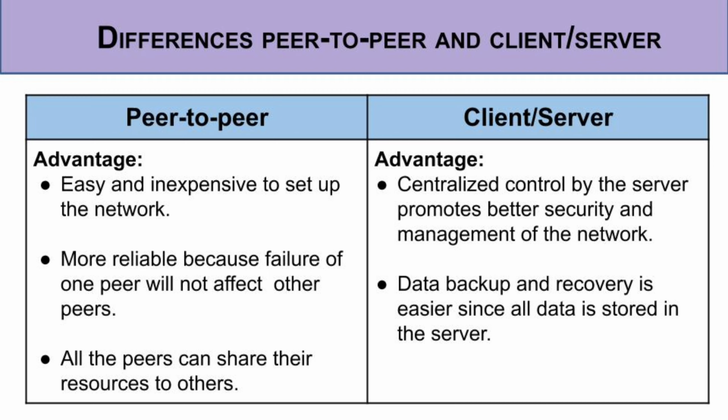In peer-to-peer, it's easy and inexpensive to set up the network. It's more reliable because failure of one peer will not affect other peers, and all the peers can share their resources to others. For client-server, its centralized control by the server promotes better security and management of the network, and data backup and recovery is easier since all the data is stored in server.